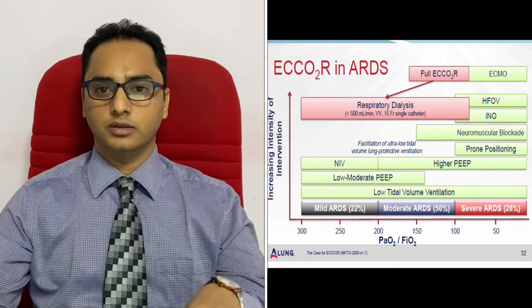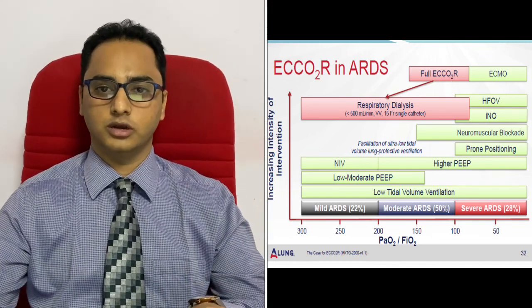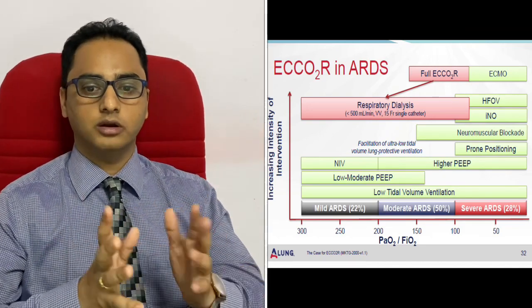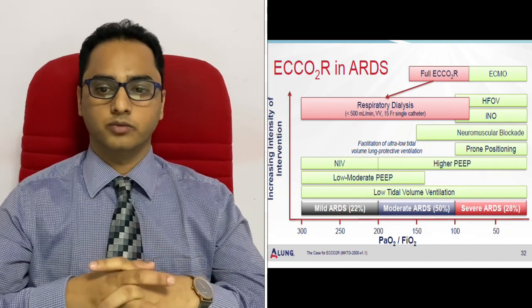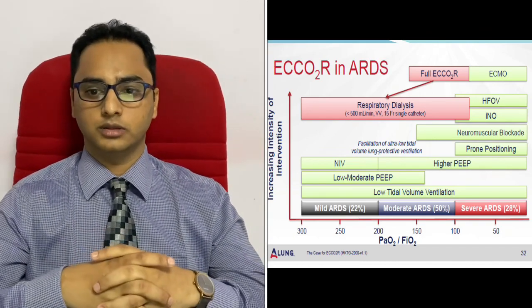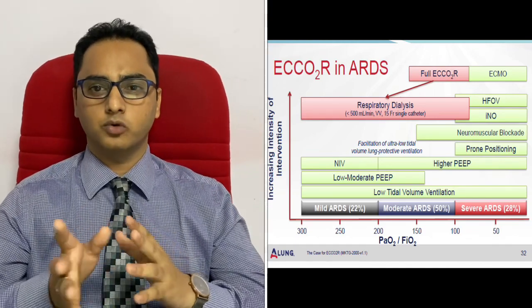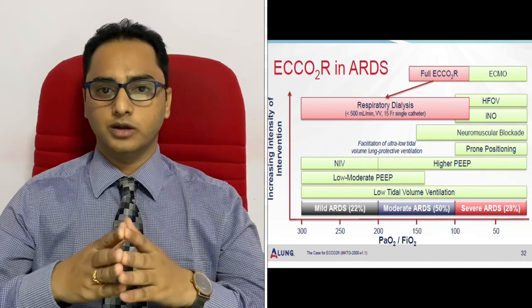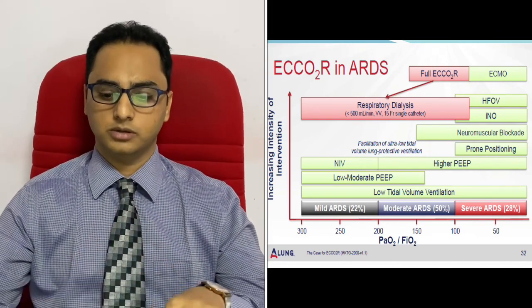High frequency oscillatory ventilation, HFOV: after the OSCILLATE and OSCAR trials, we have to wait for some more data. Neuromuscular blockade, till we get more data, we can use in moderate to severe ARDS. Definitely prone ventilation showed a good outcome benefit in moderate to severe ARDS patients.